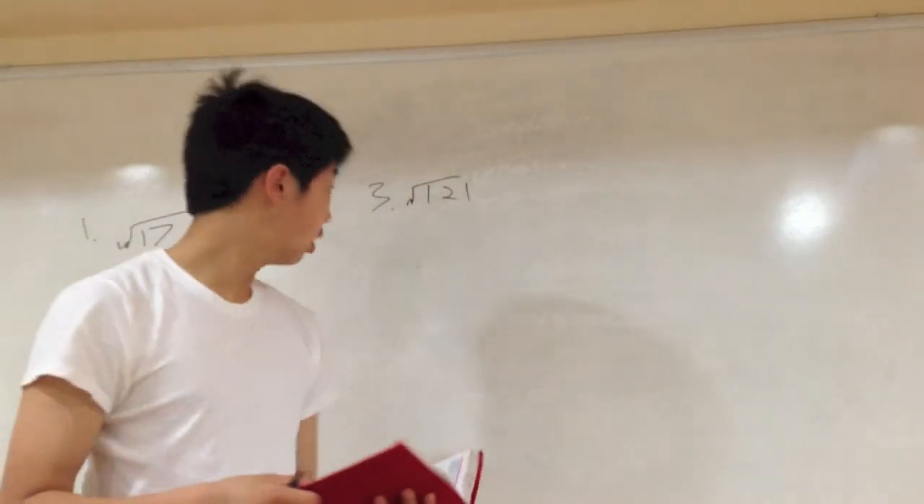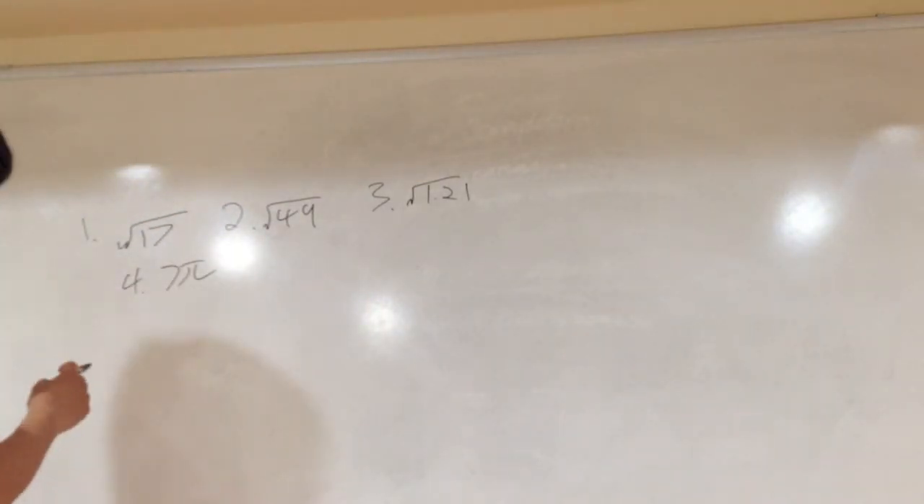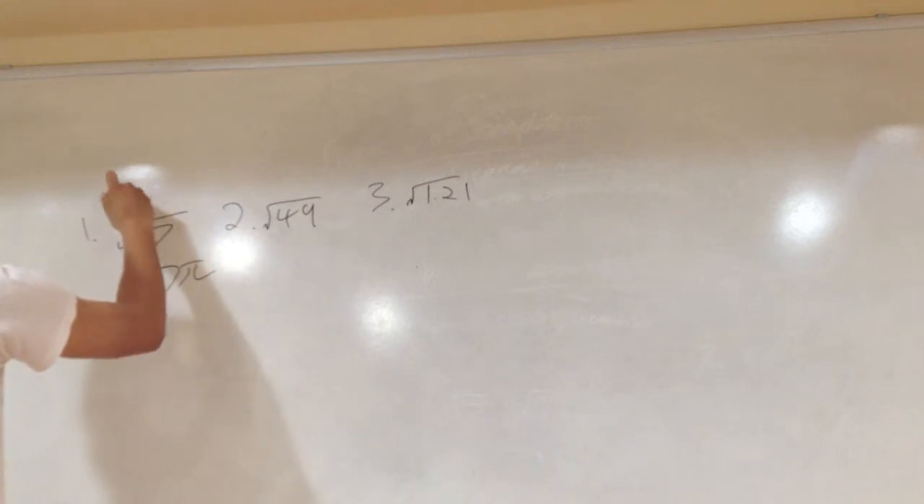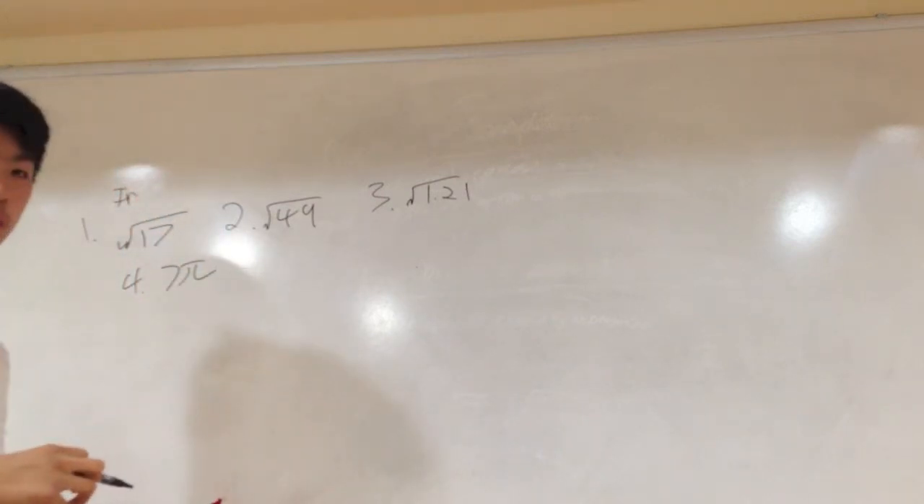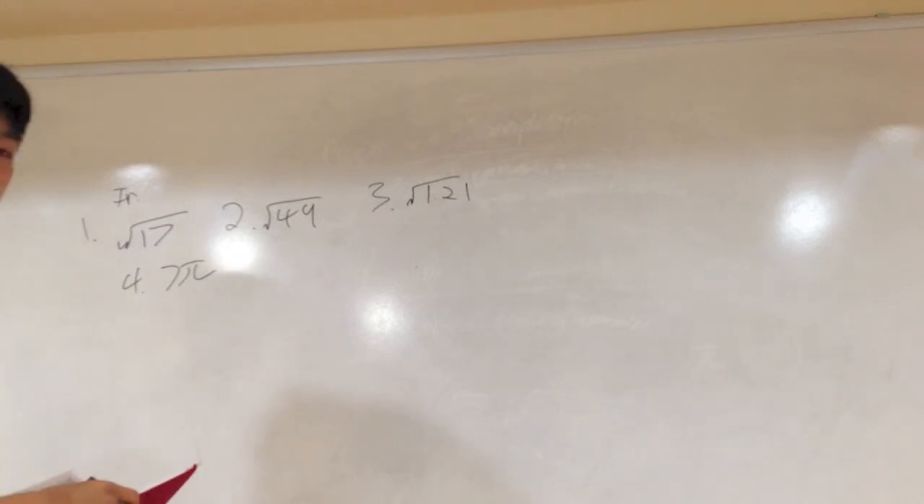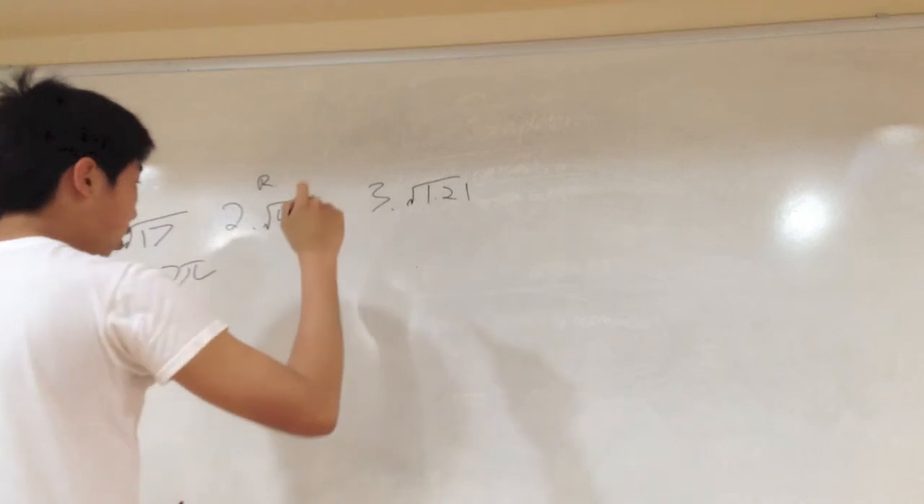Okay, so I guess we're all done these problems. Number 1, the square root of 17, and 17 isn't a square, so this is irrational. I'll just put I there. Number 2, the square root of 49, which is 7, as we should probably know, and that's a rational number, so I'll put that R.